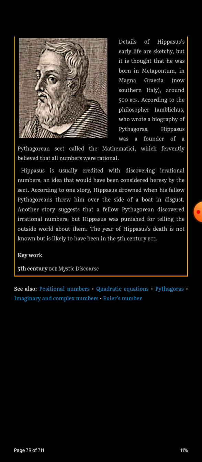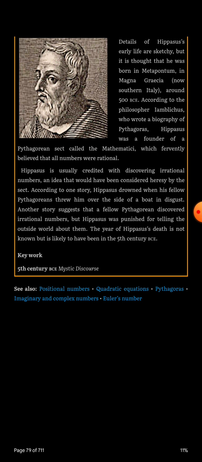around 500 BC. According to the philosopher Iamblichus, who wrote a biography of Pythagoras, Hippasus was the founder of a Pythagorean sect called the Mathematici, which fervently believed that all numbers were rational. Hippasus is usually credited with discovering irrational numbers, an idea that would have been considered heresy by the sect.